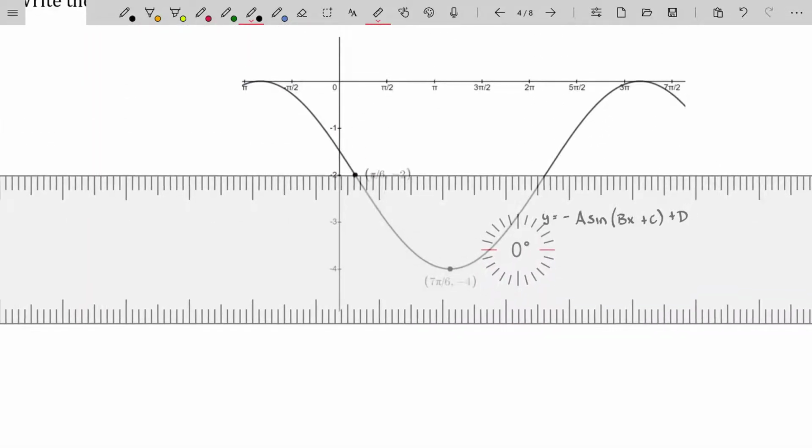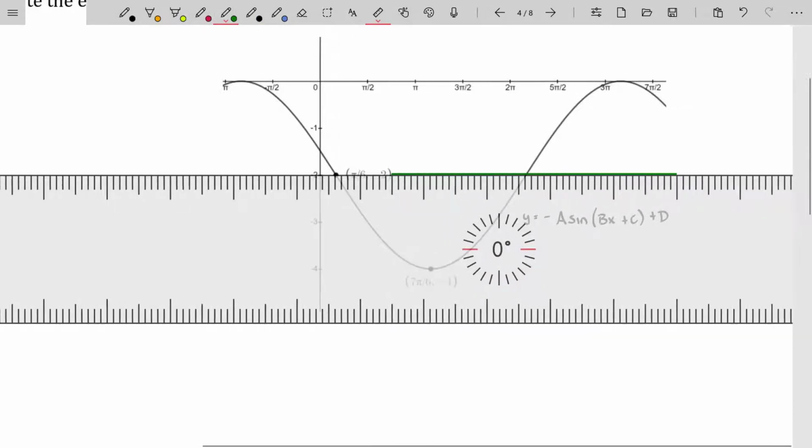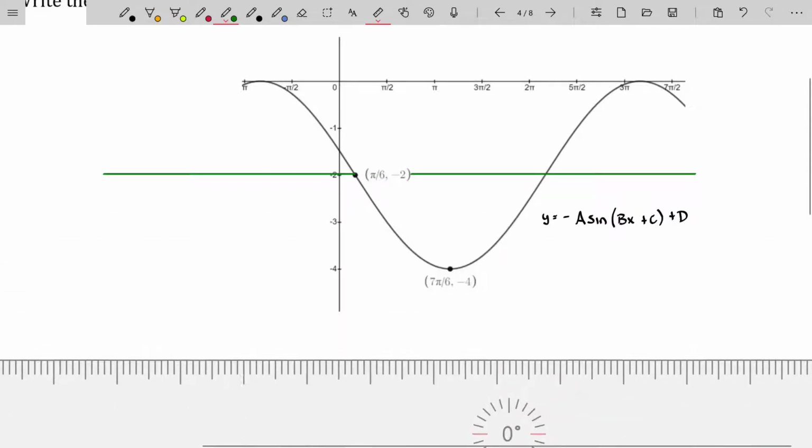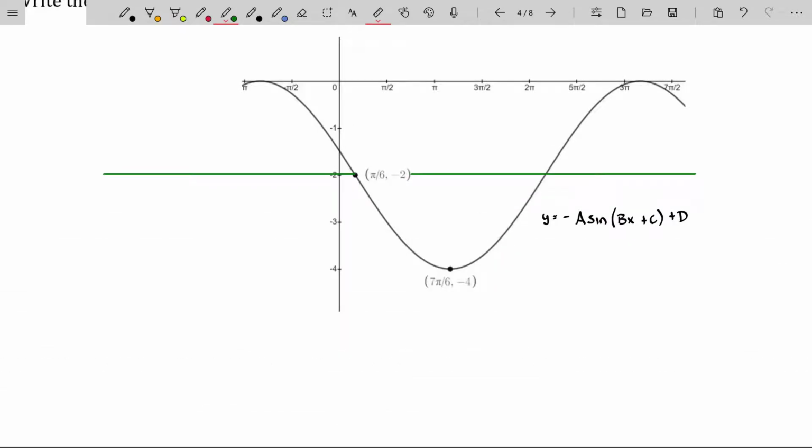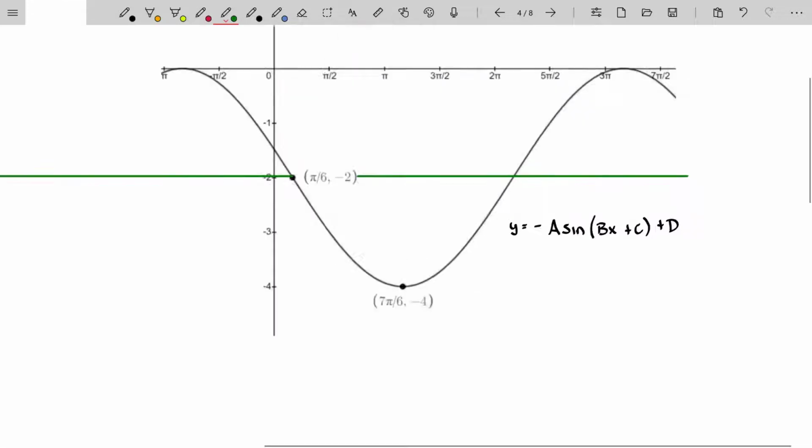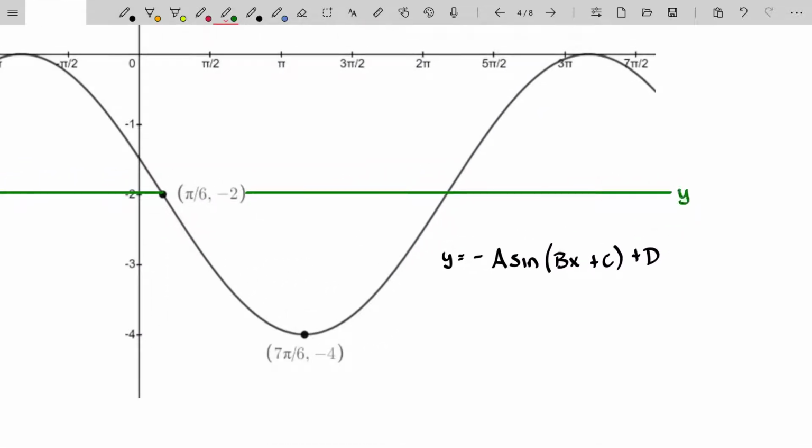So let me grab my ruler here, and I'm just going to go ahead and draw in a midline in green here. All right, so that I think is the midline. Let me turn that ruler off. I don't need it anymore. Let's go ahead and label that midline: y is equal to negative 2. And that allows me to state what d is. d is how far the curve has been lifted up or shifted down, and it's been shifted down 2 units. So this is now negative a sine of bx plus c, and then minus 2.